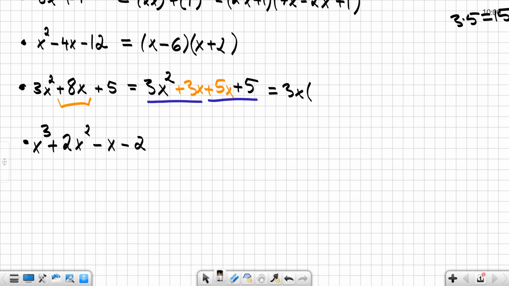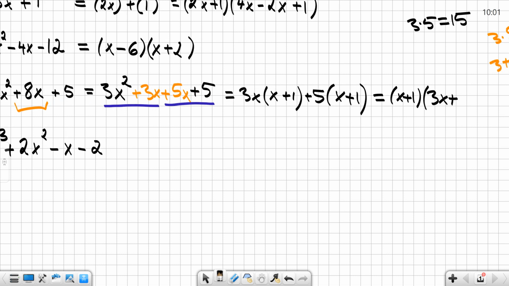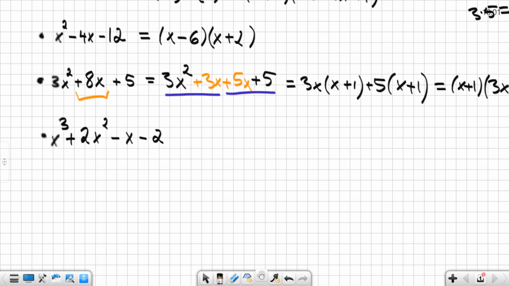So 3x factored out of 3x squared will just leave an x, and 3x factored out of 3x will just leave me a 1. In my second group, there is a common factor of positive 5, and it also leaves me with x plus 1, which is exactly what I wanted. That means x plus 1 comes out, and I have a second factor, 3x plus 5. All right.